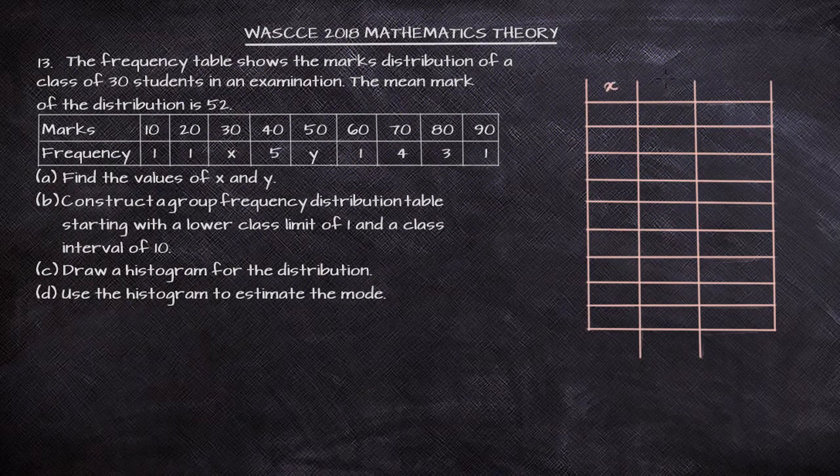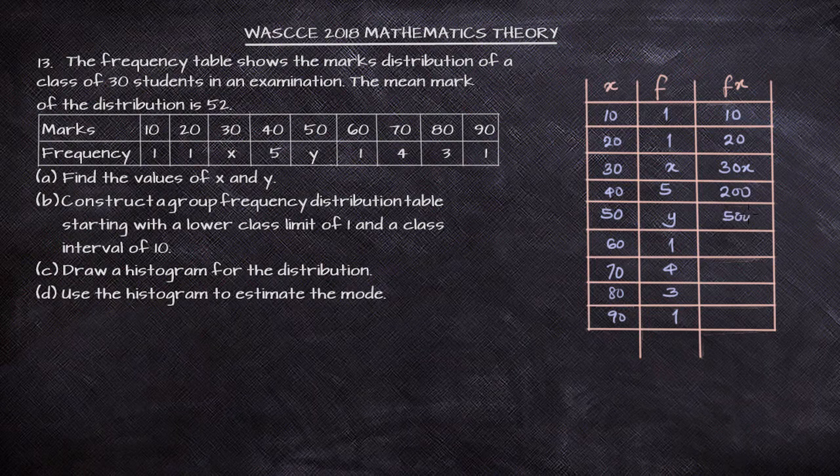Now we have to come out with our table for these values because we want to sum everything. Now, x will be our mark, f is our frequency, fx is the product of the two. And then we want to replicate this information in our own table. Frequency is 1, 1, x, 5, y, 1, 4, 3, and 1. Now, the product of the mark and the frequency is here. This will be 30x, this will be 200. Now, 50y, 60 times 1, 60, 70 times 4, 280, 80 times 3, 240, 90 times 1, 90.